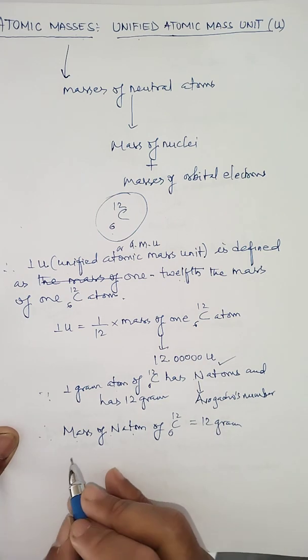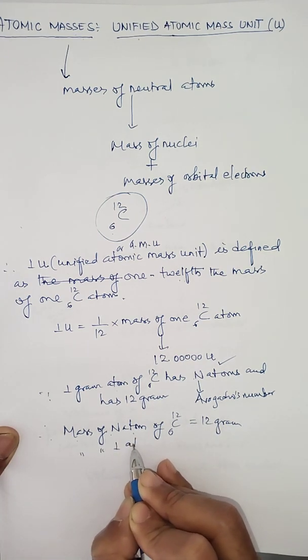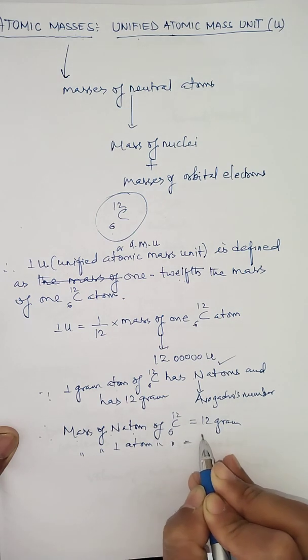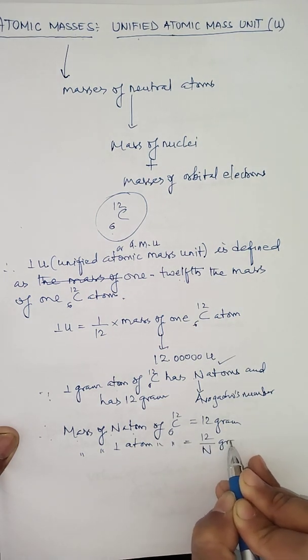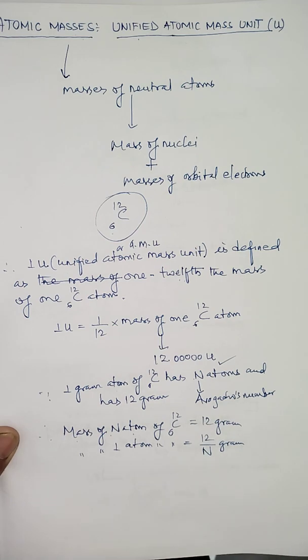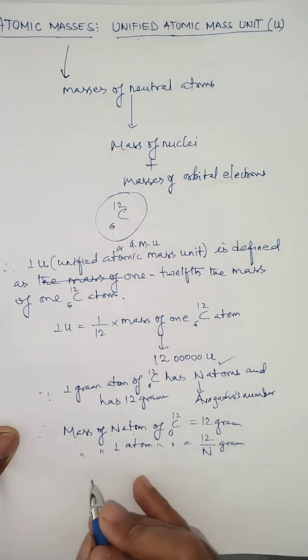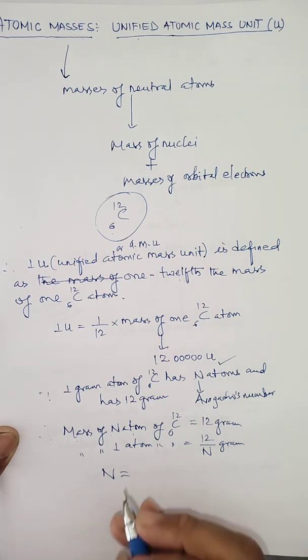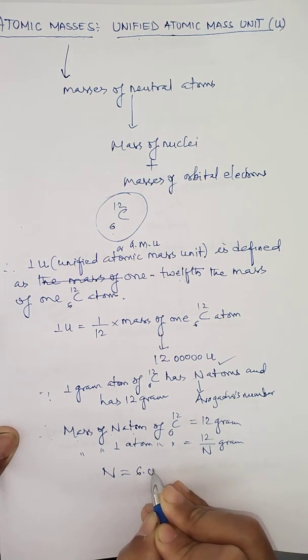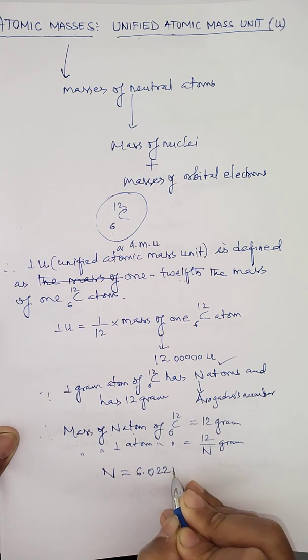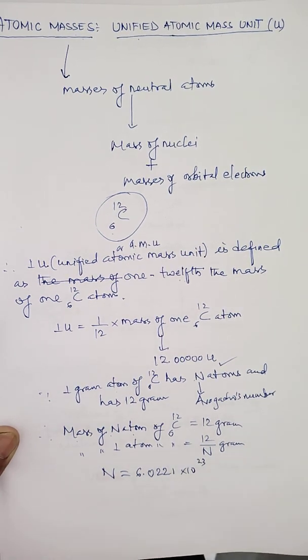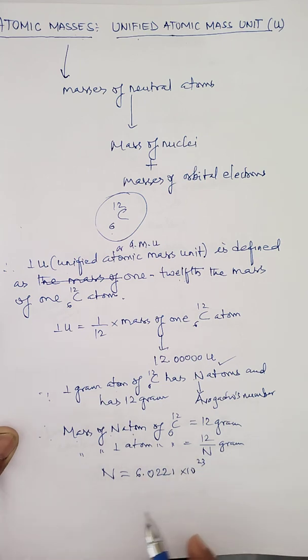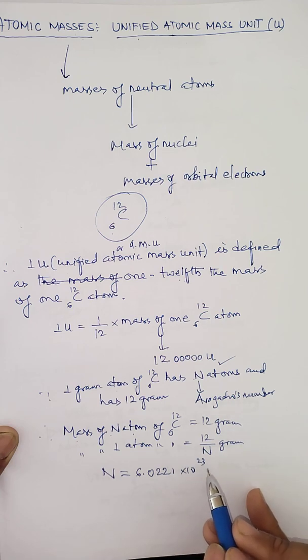Then the mass of one atom of carbon will be 12 by N gram, so I simply divide this by N. The value of N is called Avogadro's number. Experimentally, the correct value is 6.0221 into 10 to the power 23. This is the exact value of Avogadro's number.